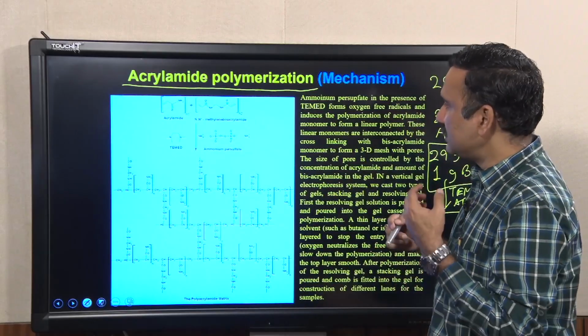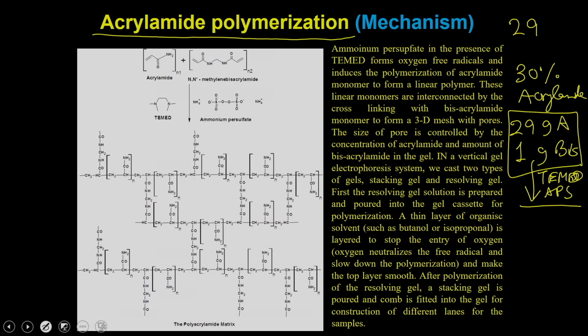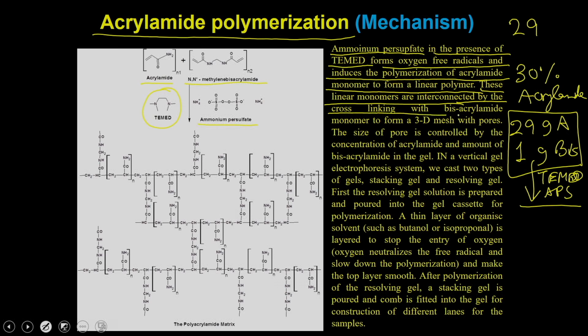So, how the acrylamide is going to be polymerized is that you have the acrylamide and the bisacrylamide, and when you incubate these with the TEMED and the APS, the APS, which is ammonium persulfate, in the presence of TEMED forms oxygen free radicals and induces the polymerization of acrylamide monomer to form a linear polymer. These linear polymers are interconnected by the cross linking with the bisacrylamide monomer to form a 3-dimensional mesh with pores.